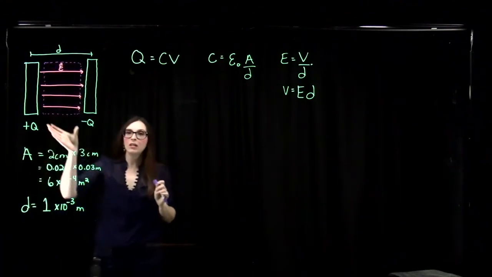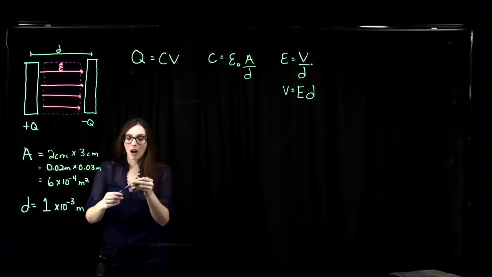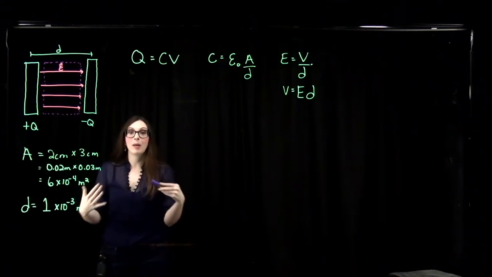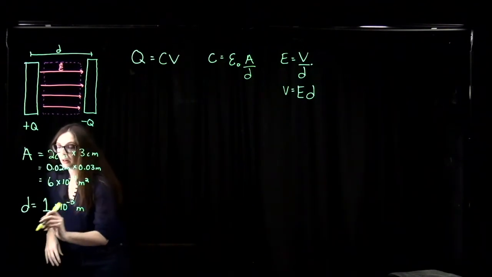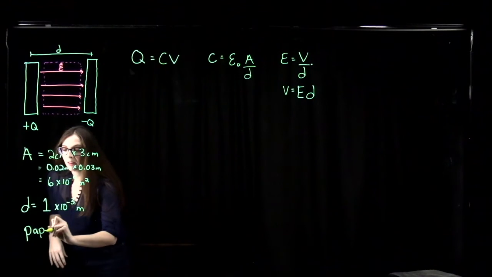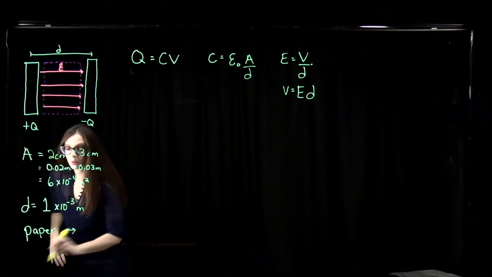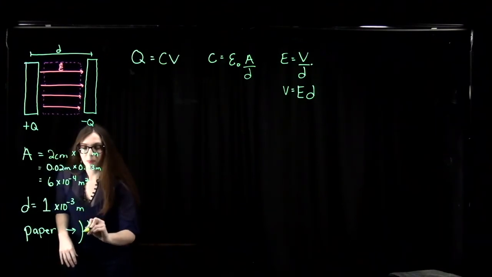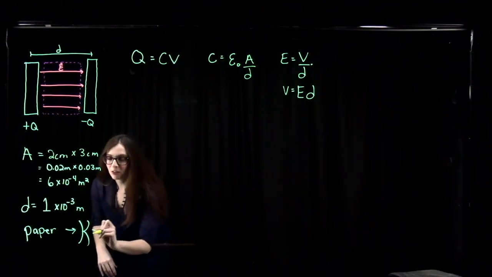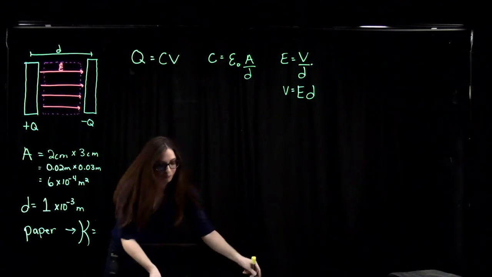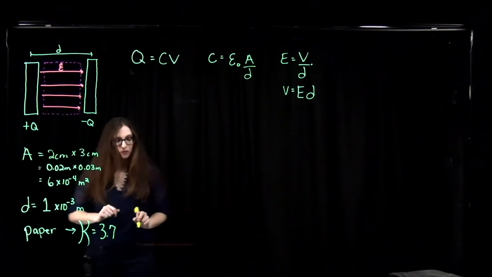You take that material and you shove it inside the plates of your capacitor, and that automatically increases the capacitance of your capacitor. Okay, so we've got paper. I'll just remind myself that we've got paper. Now we're going to need to know the dielectric constant of this paper. That's something you can look up in a book. The dielectric constant I'm going to represent as this fancy K, and the dielectric constant for standard paper is 3.7. There are no units on the dielectric constant.